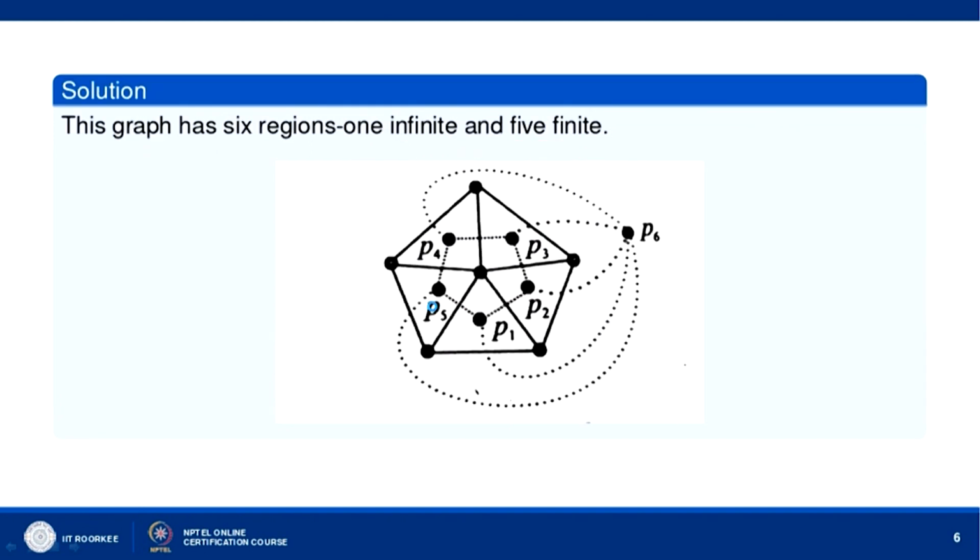In this graph we can see P6 is joined to P3, P6 is joined to P4, P6 is joined to P5, P6 is joined to P1, P6 is joined to P2, and P1, P2, P3, P4, P5 are joined by these edges. Now, this graph, shown by dots, is the dual of the given graph. We can draw it like this.